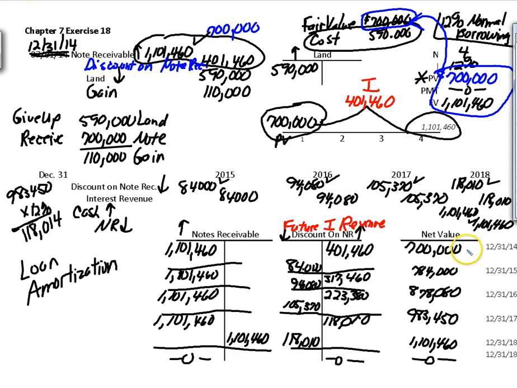One last thing I want to point out. This is a long-term note, so it's long-term first, in 2014, 15, 16, but in 2017, within 1 year, it'll be paid off. So now it becomes a current asset. There really isn't a recording of the 1,101,460. I just put it there so you would see that balance right before the final cash collection. So this doesn't actually go on the balance sheet, because by the time you prepare your balance sheet, you've zeroed it out.